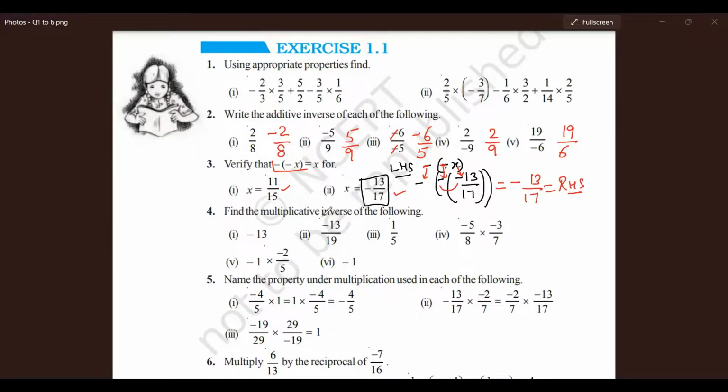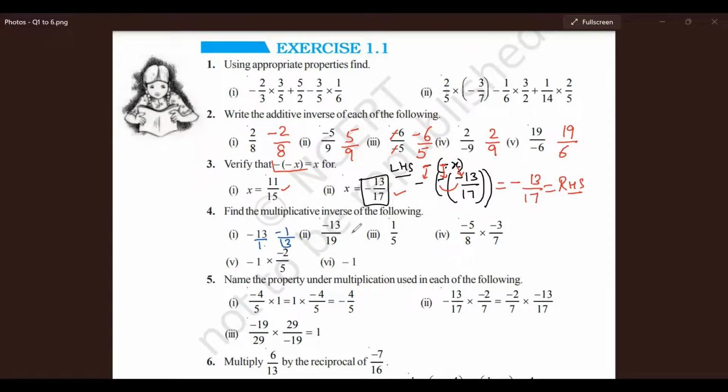So this is about third question. Let's see the fourth one. Find the multiplicative inverse. So what you have to do in the multiplicative inverse, you just have to do the reciprocal. So minus 13, we can write as minus 13 upon 1. So the reciprocal of it would be 1 upon minus 13 you can write, or minus 1 upon 13 you can write, anything as you wish.